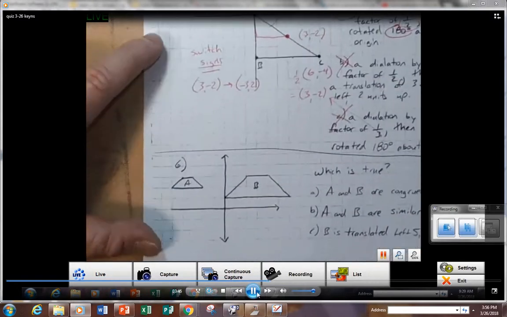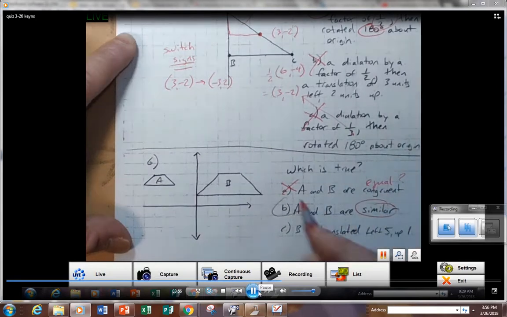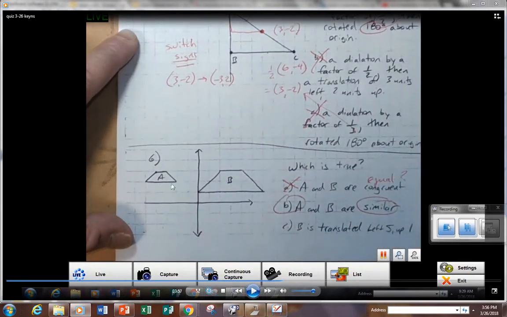All right, number 6 says which is true. And again, I could tell these are not congruent. These are not equal. So A is no good. These are similar. They're just shrunken down. I can see that this is 3 boxes long and this is 6 boxes long, twice as big. This is 1 right here. This is twice right here, 2 across. This is 1 diagonal. This is 2. So it looks like this is being multiplied by a scale factor of 2 to make it twice as big. Or if this was the original, going back, it would be multiplied by a scale factor of 1/2.